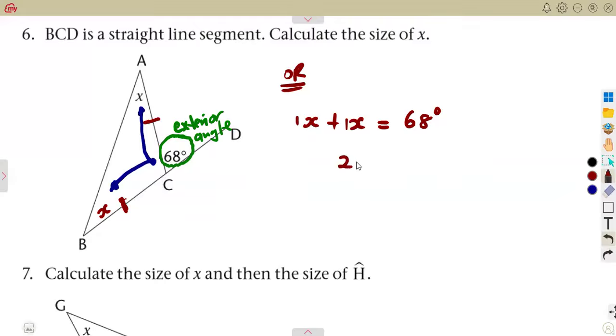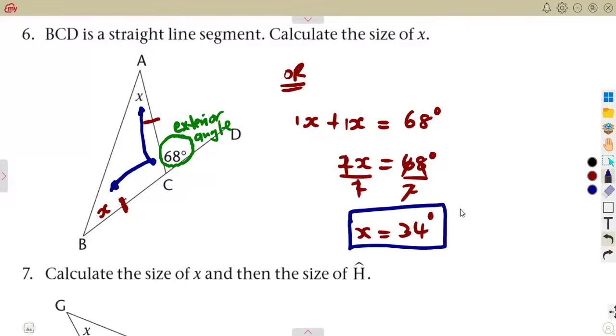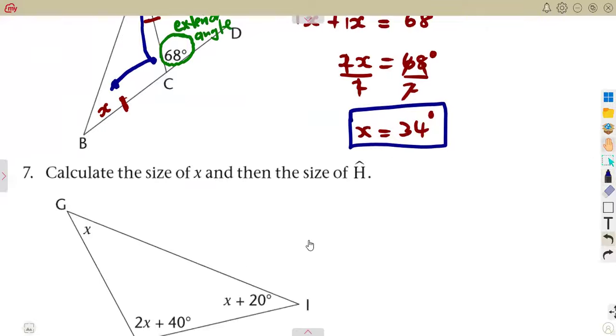1X and 1X, that's going to be 2X is equal to 68 degrees. So simply divide by 2 on both sides. That's an equation. We are now solving for X. So that was going to be 34 degrees. So still, you are going to obtain the same value of X that we calculated before, which is 34 degrees.